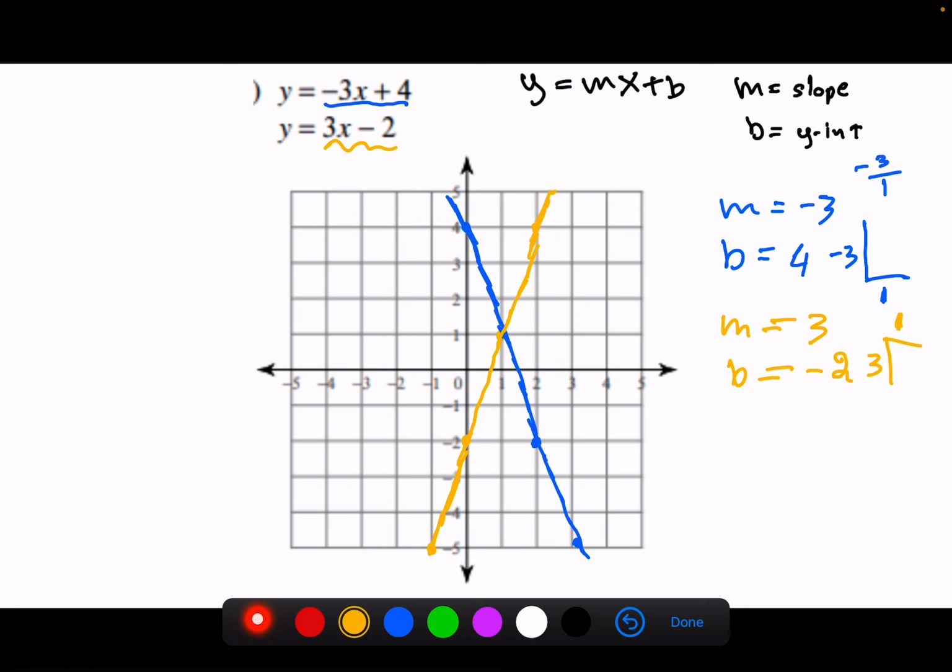And the solution to these two equations is over here at x equals 1 and y is equal to 1. The reason is that both of these graphs intersect at that one point. So I can say the solution is that x is equal to 1 and y is equal to 1. So let's move on to the next problem here.